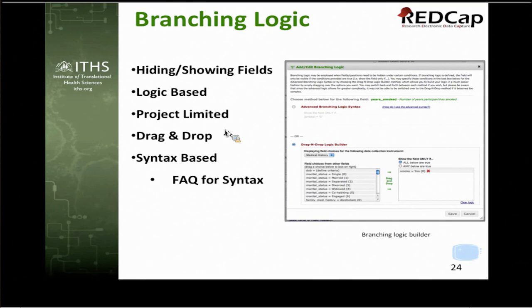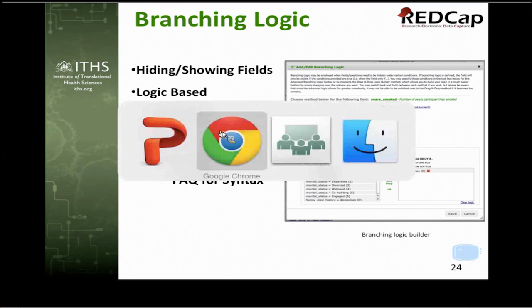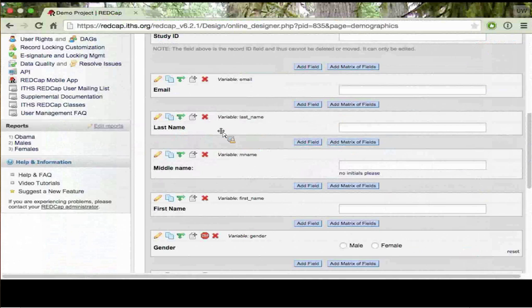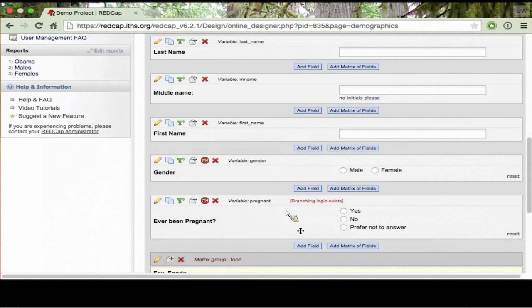There's a couple of ways of putting it in there. There is advanced branching logic syntax, where you can actually type the logic in and check the FAQ for the syntax you need to use. Or you can use the drag and drop builder, which most people use, and you can't go wrong with that one. So let's try one of those. If there's branching logic associated with a variable, it will actually show that in a little tag in your online designer, so you actually know which ones have branching logic.